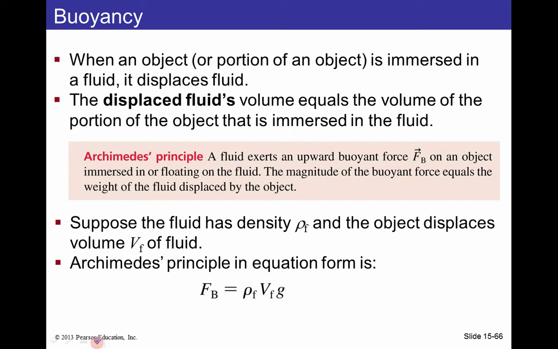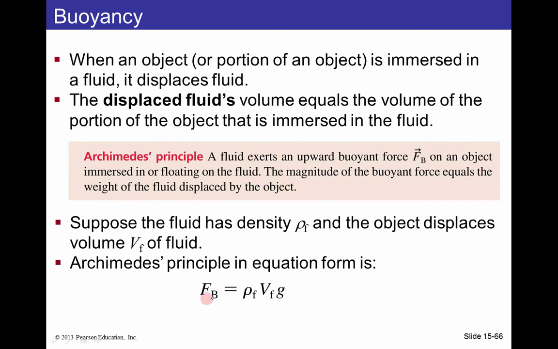So buoyancy: when an object or a portion of an object is immersed in a fluid, it displaces fluid, right? It displaces some water, some liquid. The displaced fluid's volume equals the volume of the portion of the object that is immersed in the fluid. So then we have Archimedes' principle, which says a fluid exerts an upward buoyant force on an object immersed in or floating on the fluid. The magnitude of the buoyant force equals the weight of the fluid displaced by the object.